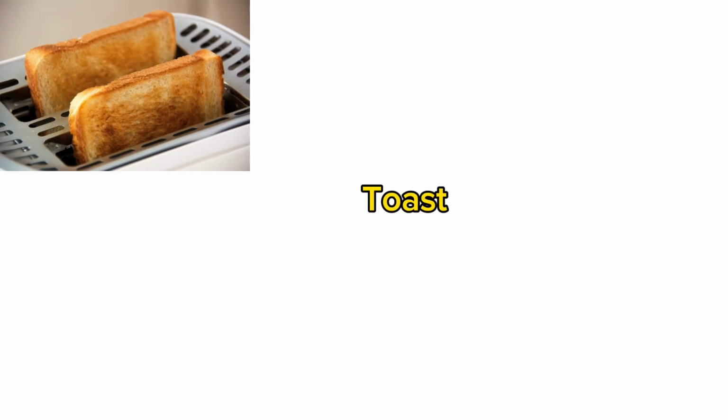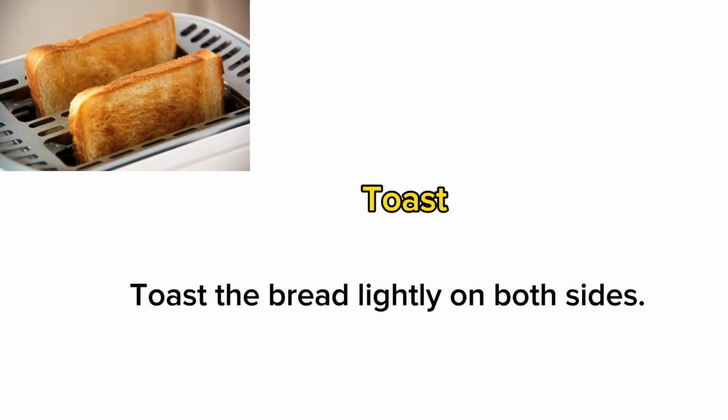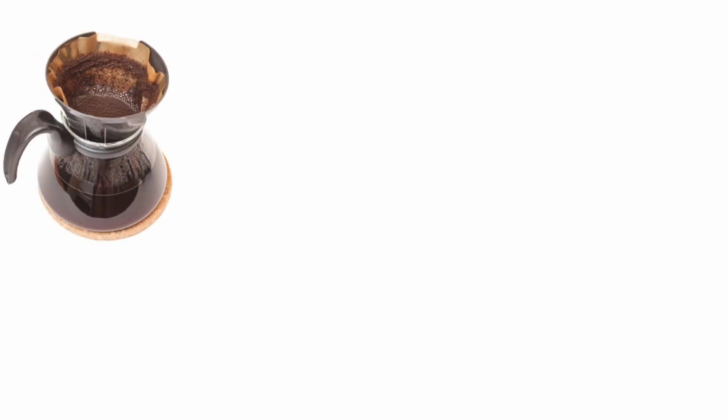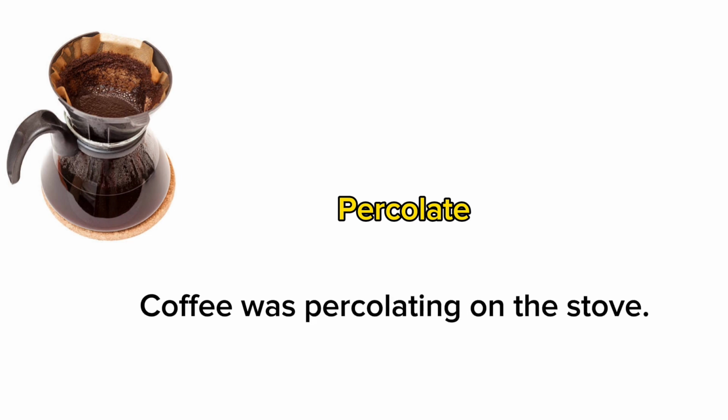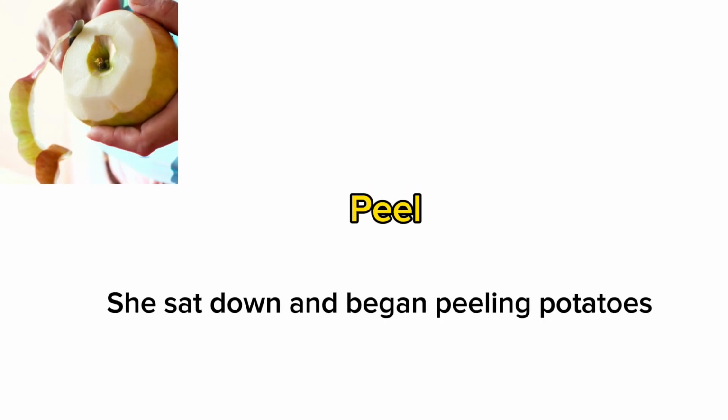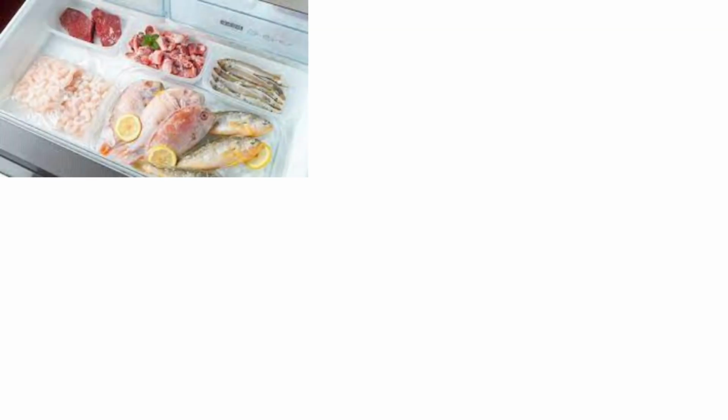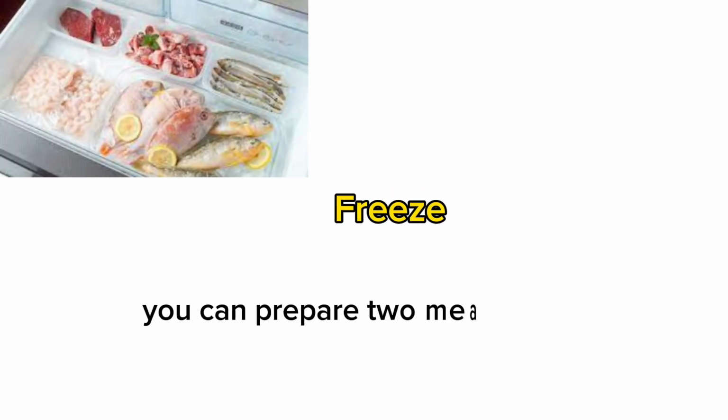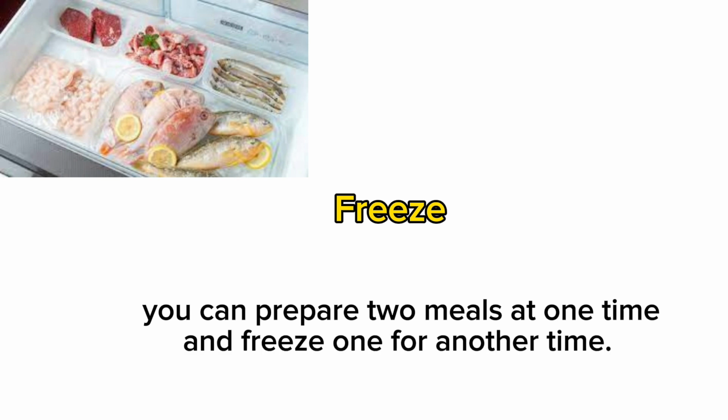Toast. Toast the bread lightly on both sides. Percolate. Coffee was percolating on the stove. Peel. She sat down and began peeling potatoes. Freeze. You can prepare 2 meals at one time and freeze one for another time.